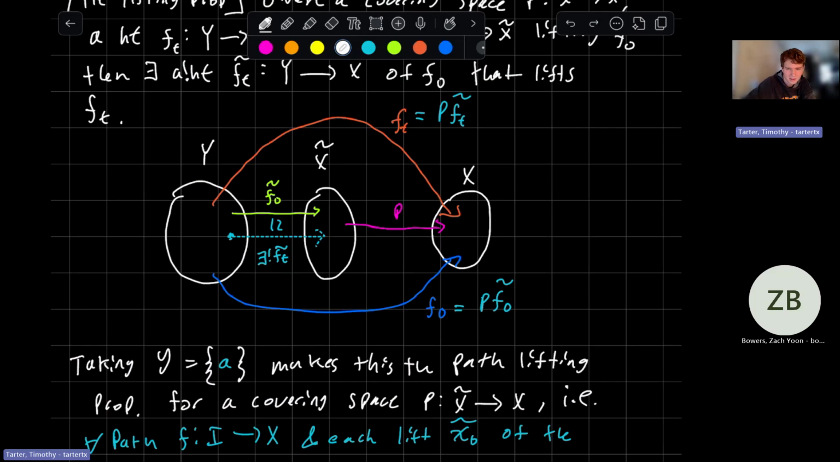Does that make sense? Kind of. I don't know if you could, maybe we'll get to how it'll help us with group theory, but I'm not seeing it right now.